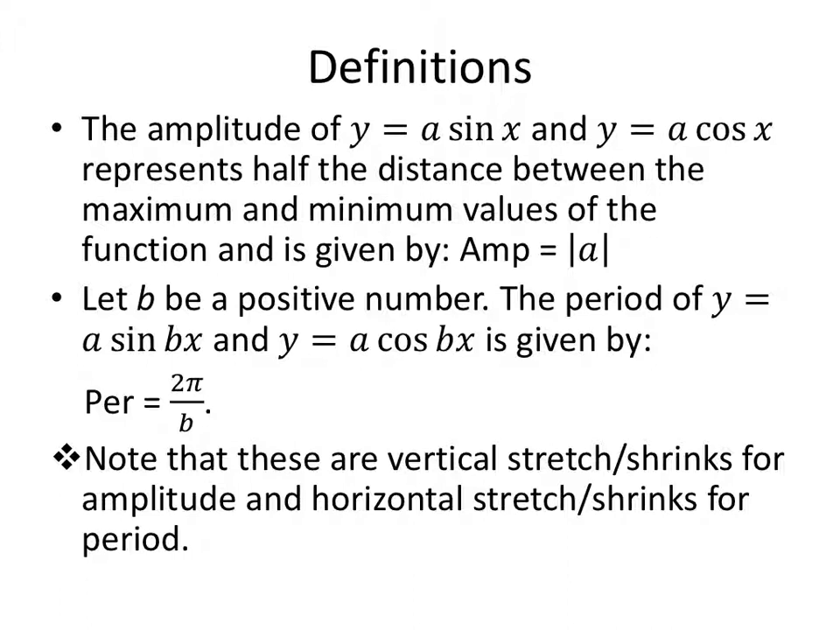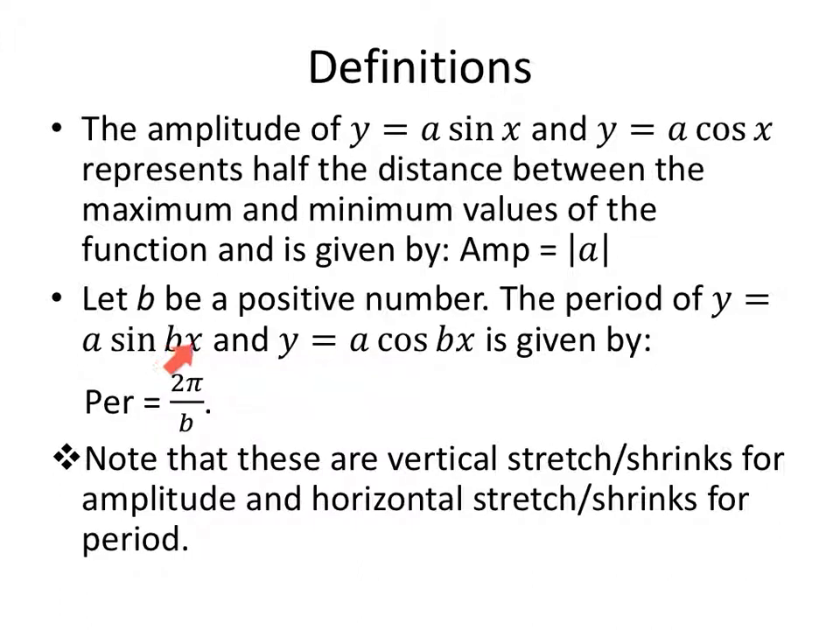If b is a positive number, the period of y equals a sine of bx and y equals a cosine of bx is given by period equals 2 pi over b. Notice that for algebra, I called multiplication in front of a function a vertical stretch or shrink. Now we call that amplitude, but it's the exact same thing. In here, we're multiplying directly with the x. In algebra, we called that a horizontal stretch or shrink, and what we're going to call it here in trigonometry is a shrinking or stretching of the period. Normal period of sine and cosine is 2 pi.